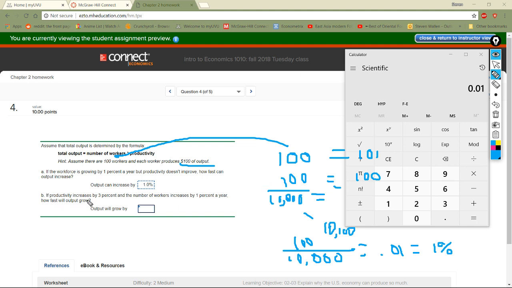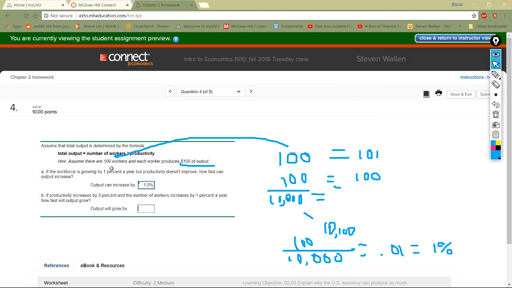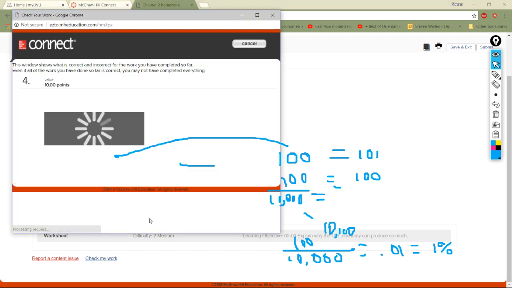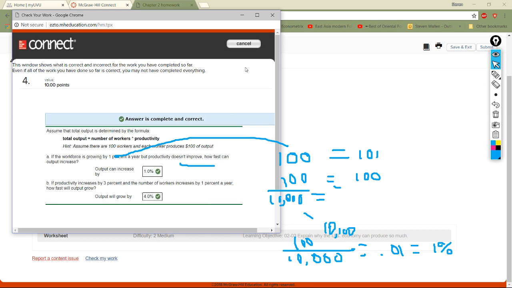All right. If productivity increases by 3% and the number of workers increases by 1% a year, how fast will output grow? Because the workers and the output are the same number, you can literally just add up the percentage points, and it should just be 4%. However, if you're starting with different numbers of workers and different numbers of output, these percents will change it a bit. In other words, sometimes it's not going to add up nicely. So let's go with 4. All right, let's see if we're right. We are correct. There we go.